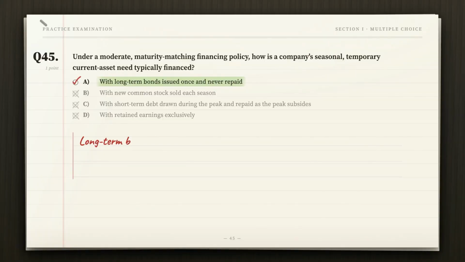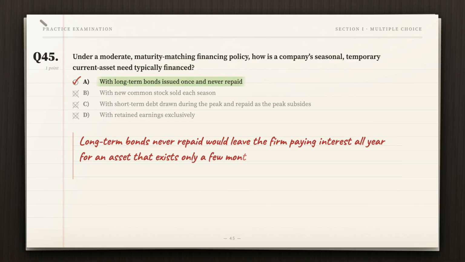A is wrong because long-term bonds never repaid would leave the firm paying interest all year for an asset that exists only a few months, the opposite of maturity matching.